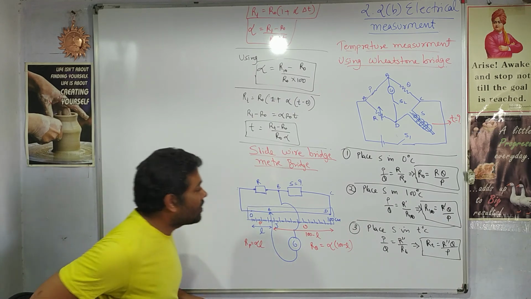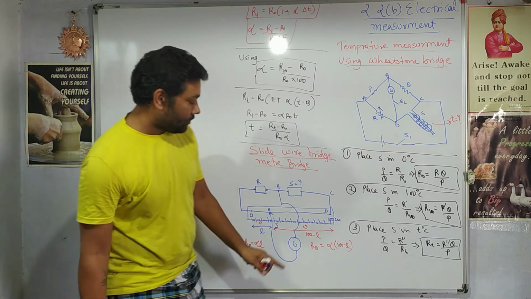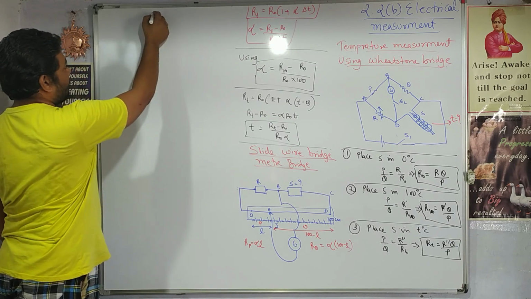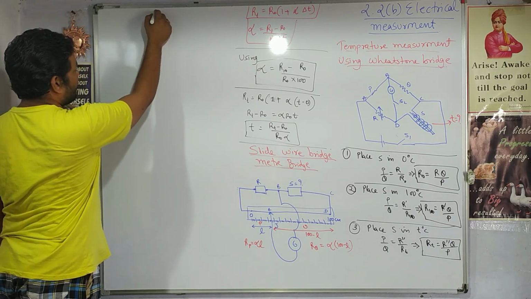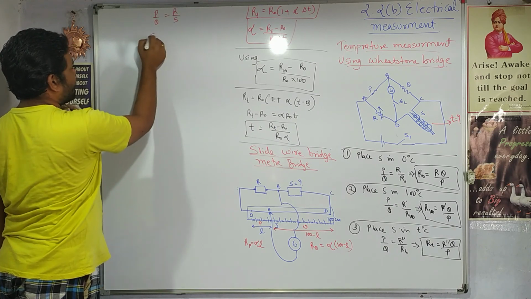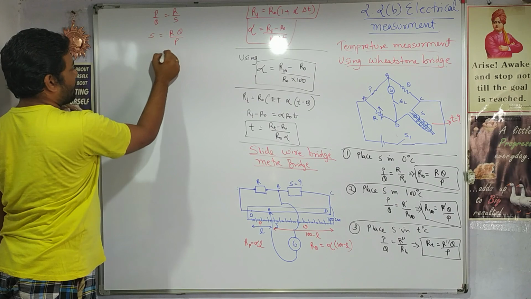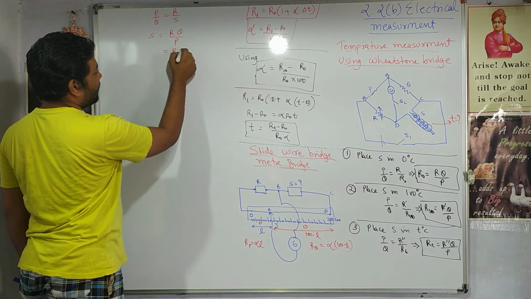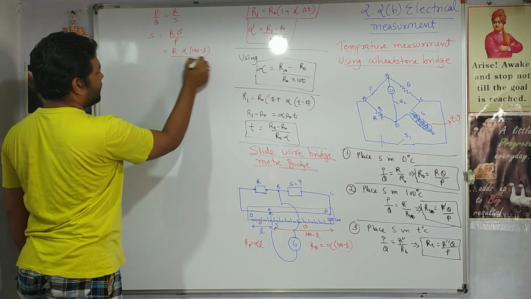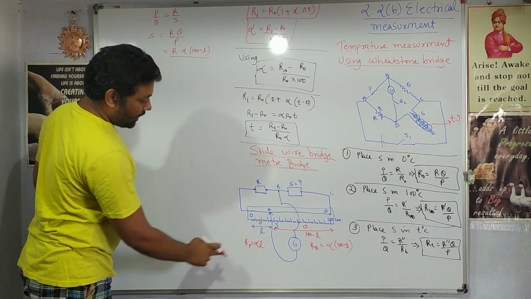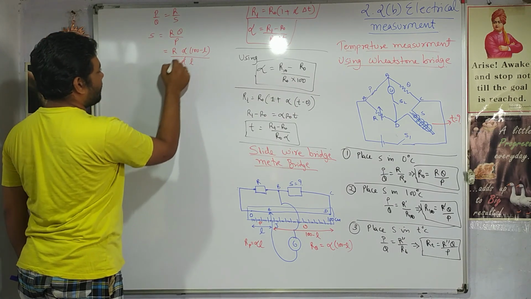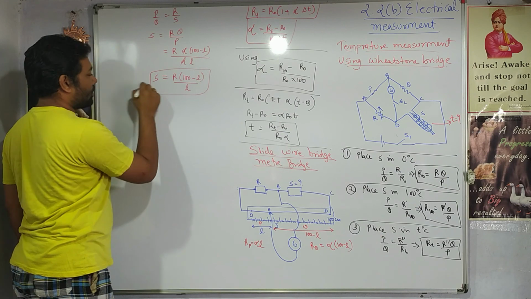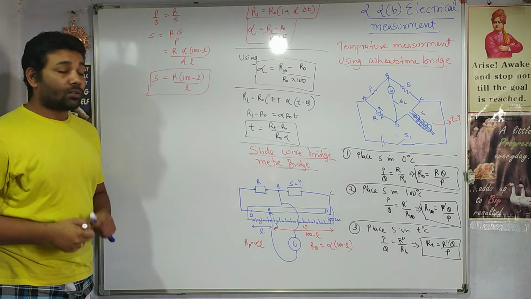Now again this is a balanced condition. For this balanced condition, the equation will be P upon Q equals R upon S. Making S the subject, S equals R Q by P. If you substitute the values, R you already know, Q you can calculate as alpha into (100 minus L), and P is alpha L. Alpha gets cancelled, so S equals R into (100 minus L) upon L. This will give you the value of the unknown resistance S. So this is a slide wire bridge or a meter bridge.